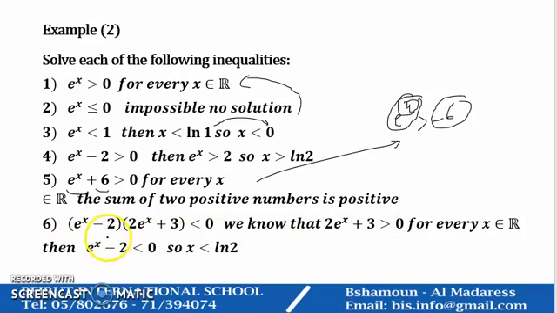What about this inequality? I have (e^x minus 2) into (2e^x plus 3) less than 0. Since 2e^x is positive and 3 is positive, then this quantity is positive. Why? Positive plus positive is positive. So I can ignore it, and I'm working only with this factor. e^x minus 2 less than 0. So e^x less than 2, then x less than ln 2.